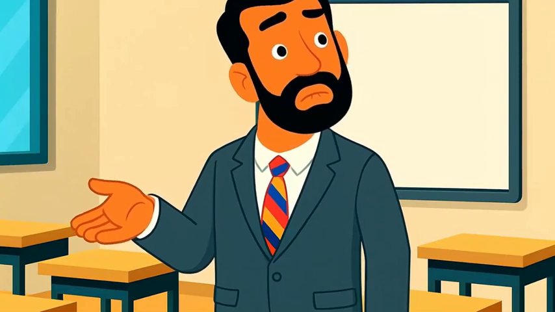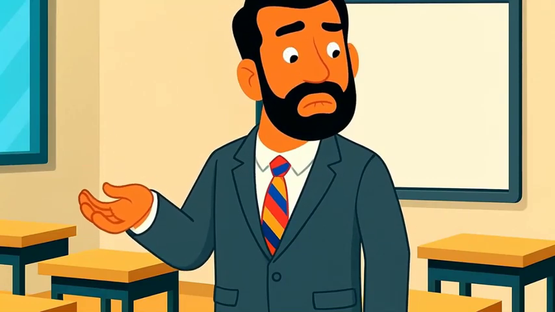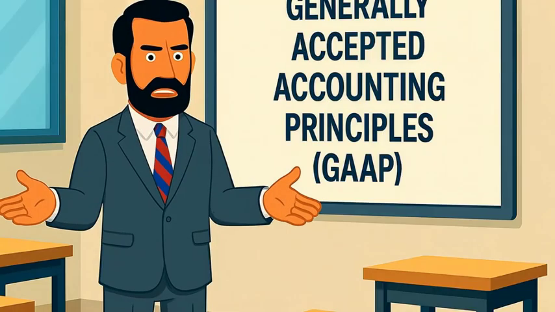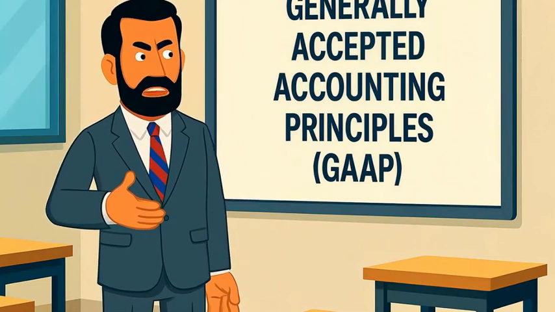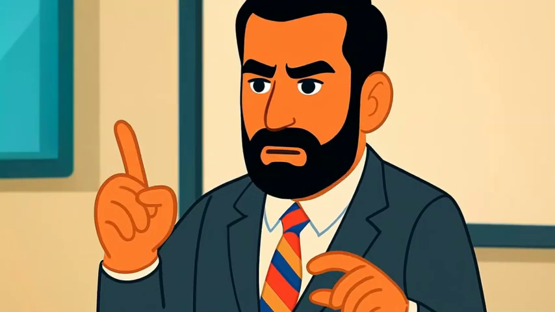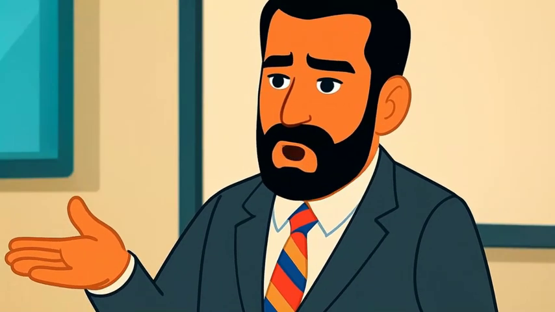Now, how do we ensure that financial information is consistent and reliable? That's where GAAP, or Generally Accepted Accounting Principles, comes in. They are a set of rules and standards accountants follow. Some key principles include Revenue Recognition Principle. Record revenue when it's earned, not just when cash is received.